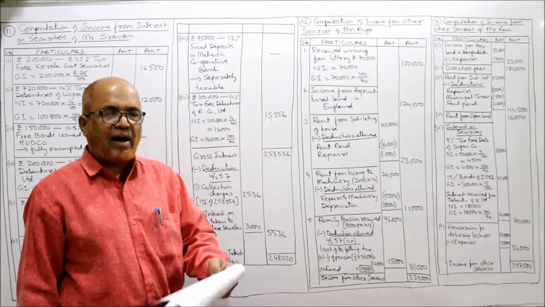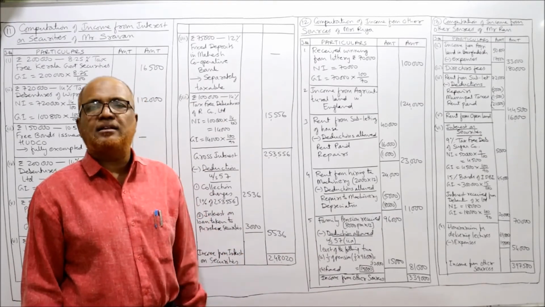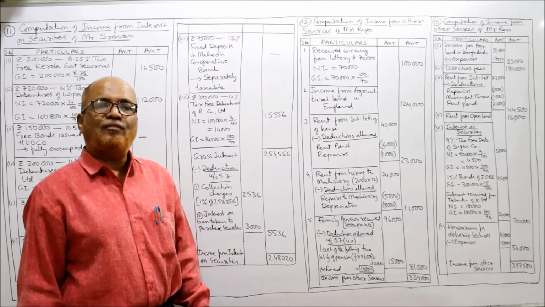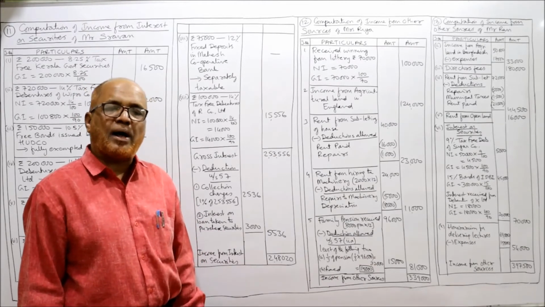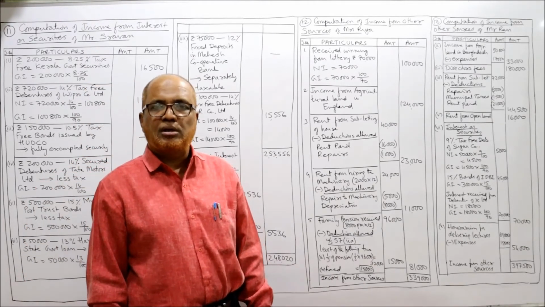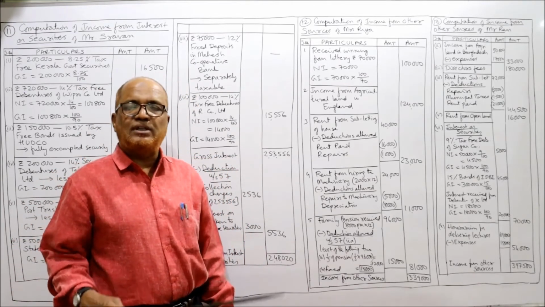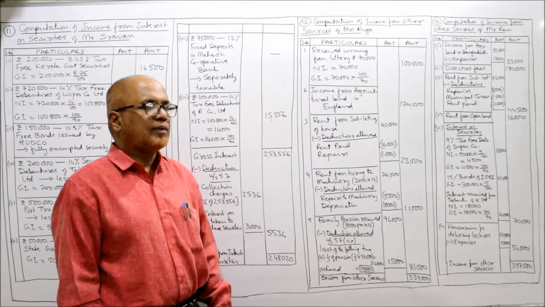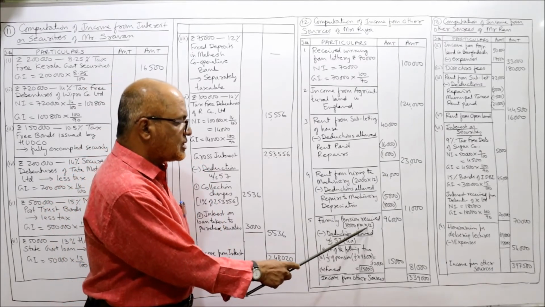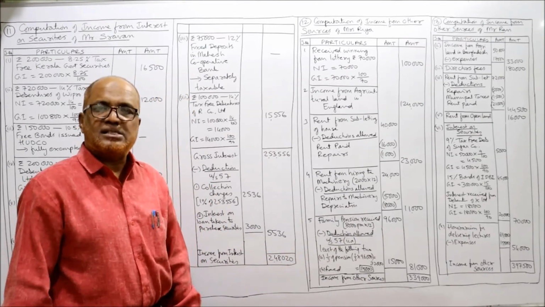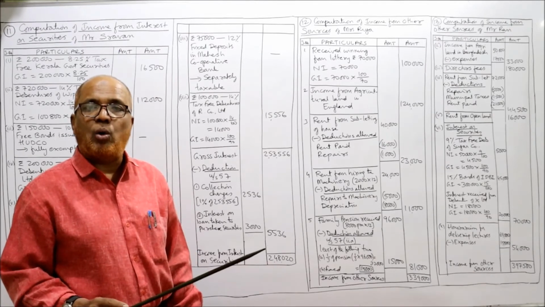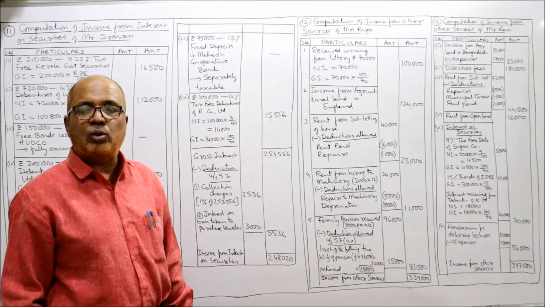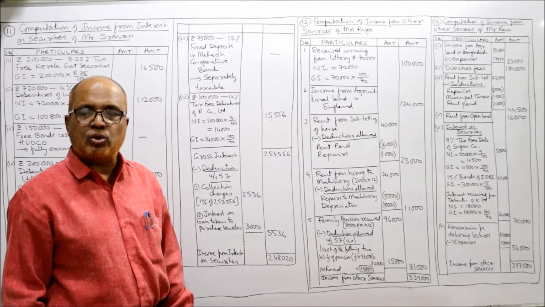Next one, family pension, rupees 8,000 per month. Family pension is also a part of income from other sources. For family pension received, there is a deduction under section 57(2)(a), which is the lesser of the following two. First we take family pension 8,000 into 12, 96,000. From this, deduction is allowed under section 57(2)(a).